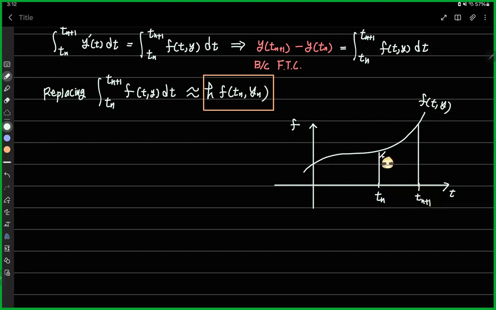Okay. So that's the integral from tn to tn plus one of f of t comma y dt. Now we're going to approximate the area with that rectangle.